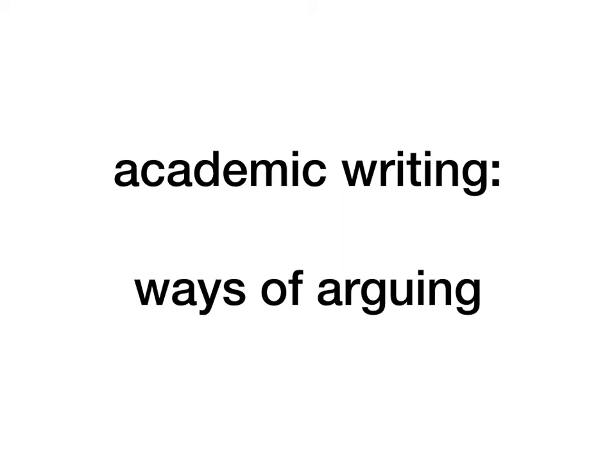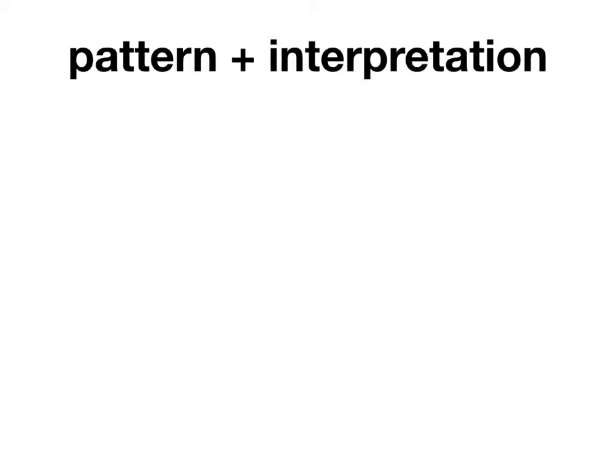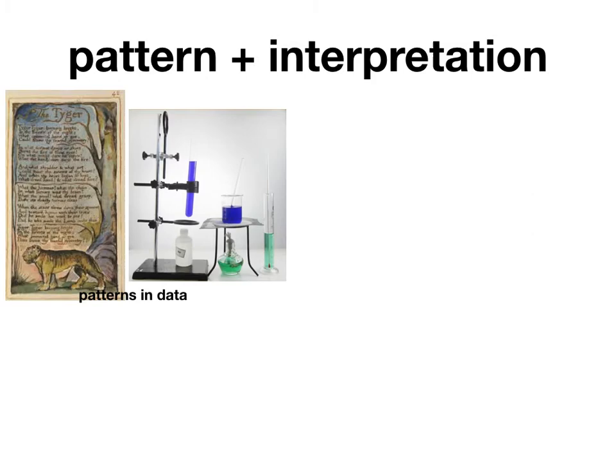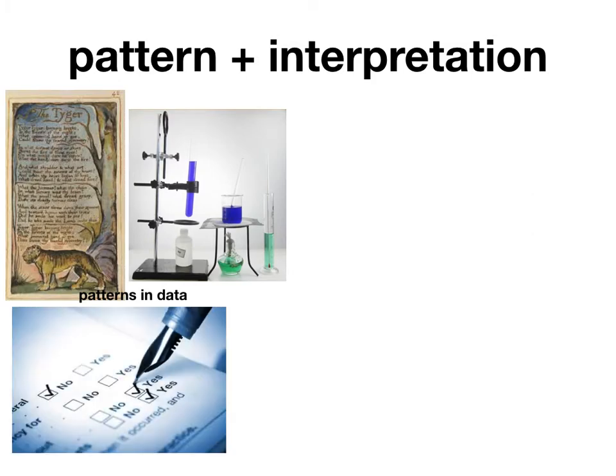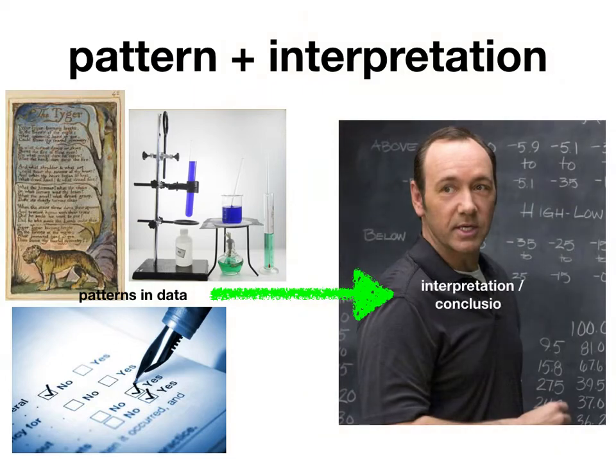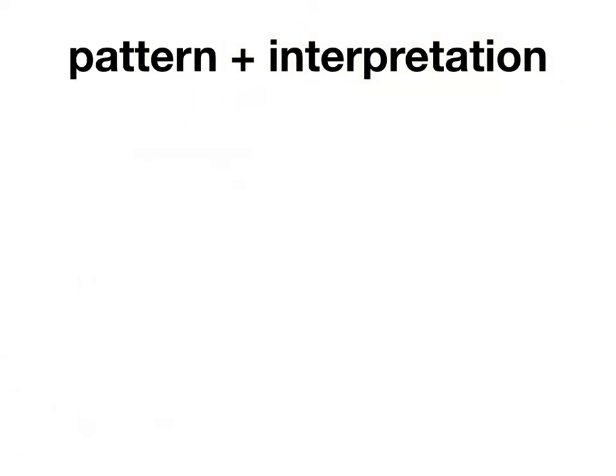Okay, in this video, we're going to look at different ways of arguing. Now, the most common way of arguing in academic writing is pattern and interpretation. This is where you find a pattern in your data, whether that is a poem or a lab experiment or the results of a survey, and draw conclusions from that data, or tell your reader what is important about that pattern. You are probably most familiar with this method from your English classes.